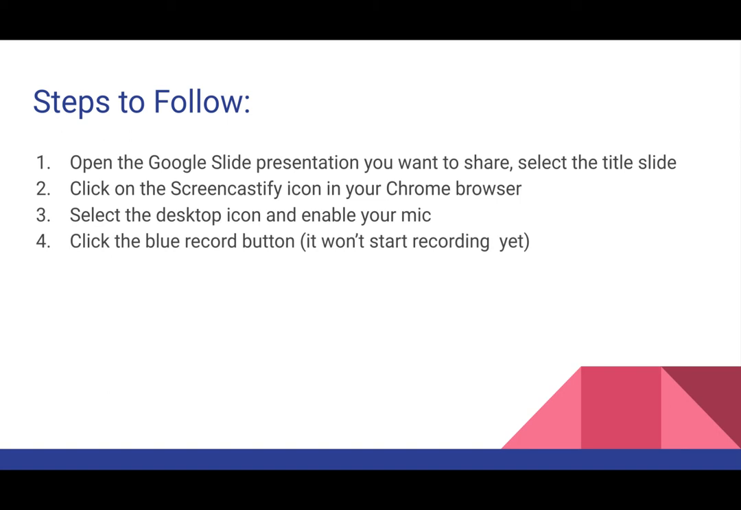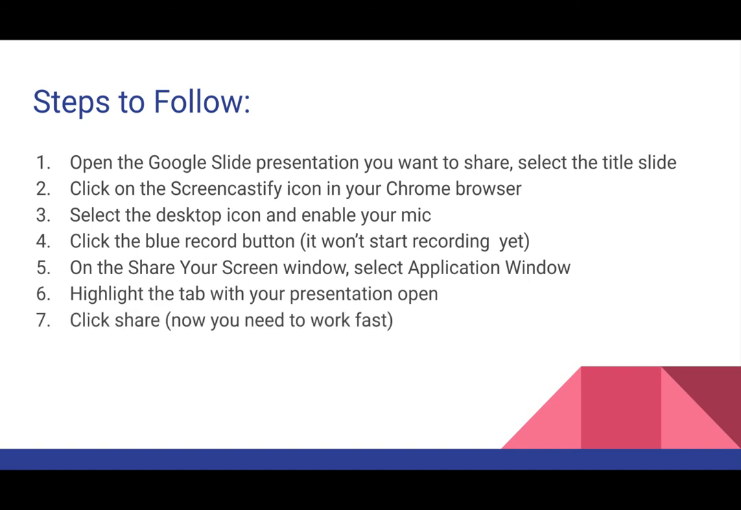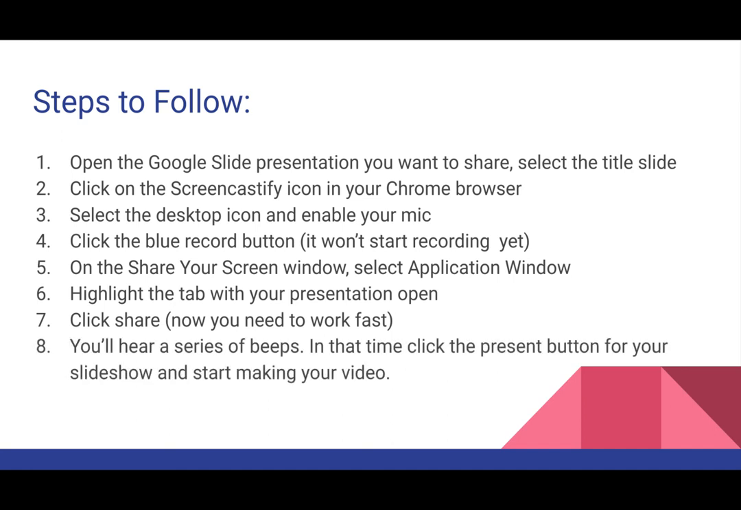It will bring you to an options window titled Share Your Screen. Select the application window. Highlight the tab with your presentation open and click Share. Now you need to work fast. You'll have 3 seconds of beeping in which you have time to click the present button for your slideshow and start making your video. Once you're done clicking through and making your video, click the stop button at the bottom. The Chromebook says stop sharing.